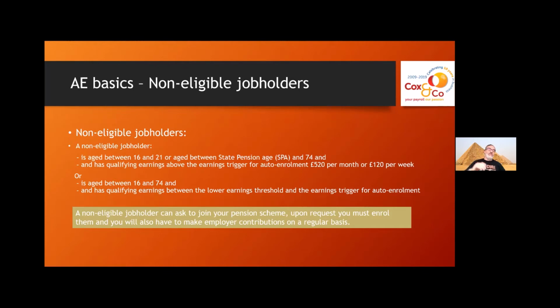So he's either not hit the criteria on the basis of age or on the basis of earnings. So he's fallen short of one of those hurdles. That being the case, he's assessed as a non-eligible job holder, and he can ask to join your pension scheme. And if he asks you, you must enroll him, and you must do it at the next available pay period. And you will also have to make employer contributions on a regular basis. So if he chooses to join, you have to make contributions as required by legislation.